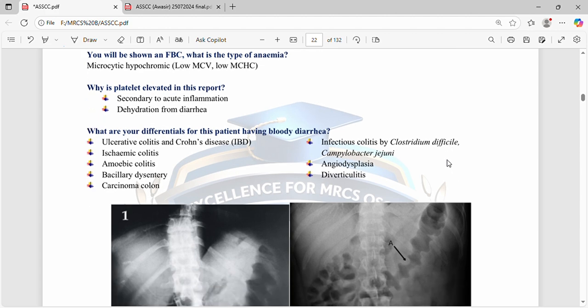What are your differentials for this patient having bloody diarrhea? Ulcerative colitis and Crohn's disease, IBD, inflammatory bowel disease, ischemic colitis, amoebic colitis, bacillary dysentery, carcinoma colon, infective colitis by Clostridium difficile, Campylobacter jejuni, radiation injury, dysplasia, and diverticulitis.